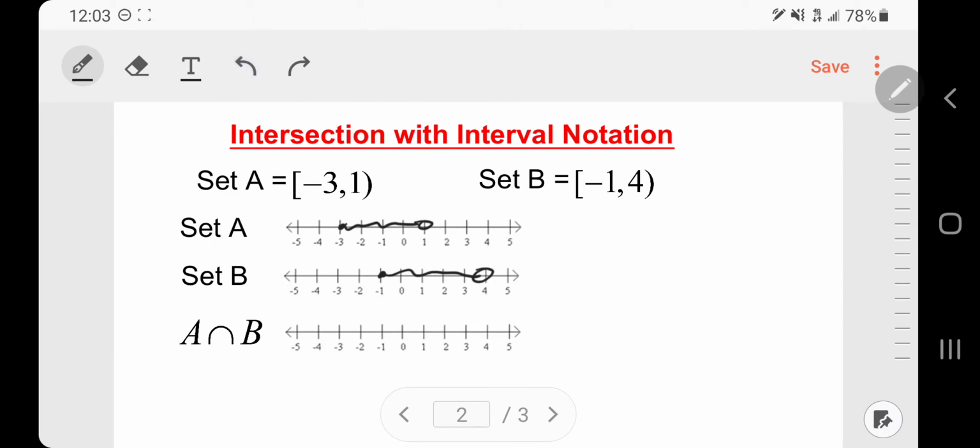So you can see we have a -1, closed circle, and we also have a +1, with an open circle. And that space in between is going to be our overlap here. Okay, so if we would write this in interval notation, it would be a closed bracket for -1 and an open bracket for our +1, and that would be our intersection in interval notation.